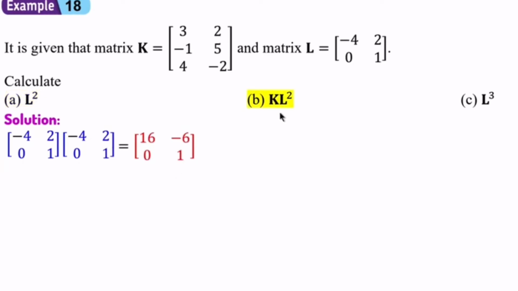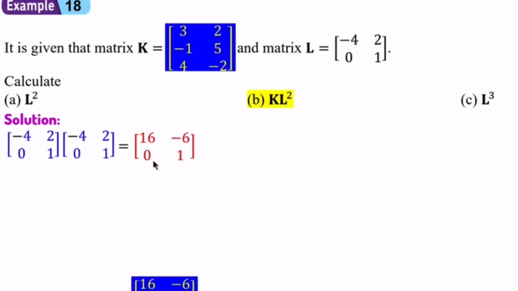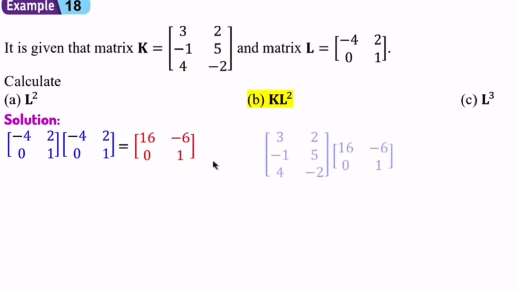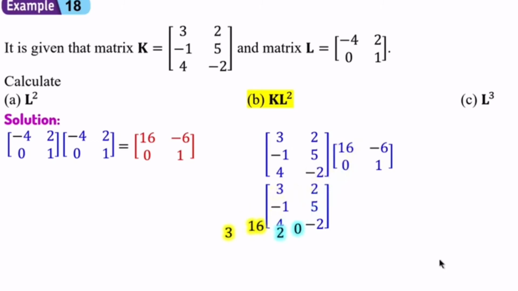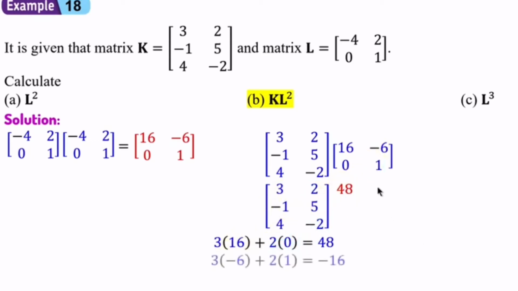Okay, so now for B, we are going to multiply K with the L squared. So let's copy down the K and the L square. So we are going to multiply them, follow the order of the row and column. So let's highlight using the highlighter. We have to follow the order. So we have 3 times 16 plus 2 times 0, which is 48.